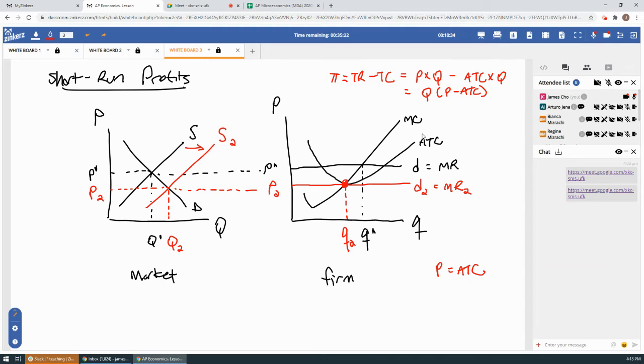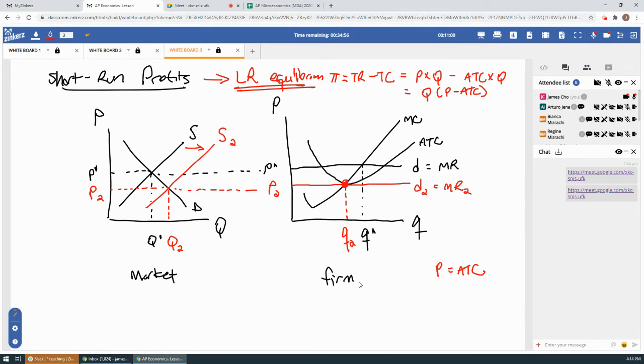Okay? So this is how we go from short-run profits into what we call long-run equilibrium. Because in the long run, there's going to be zero economic profits. It's a long-run equilibrium because at that point where there's zero economic profits, there's no more reason for change. No other companies are going to even think about coming in.